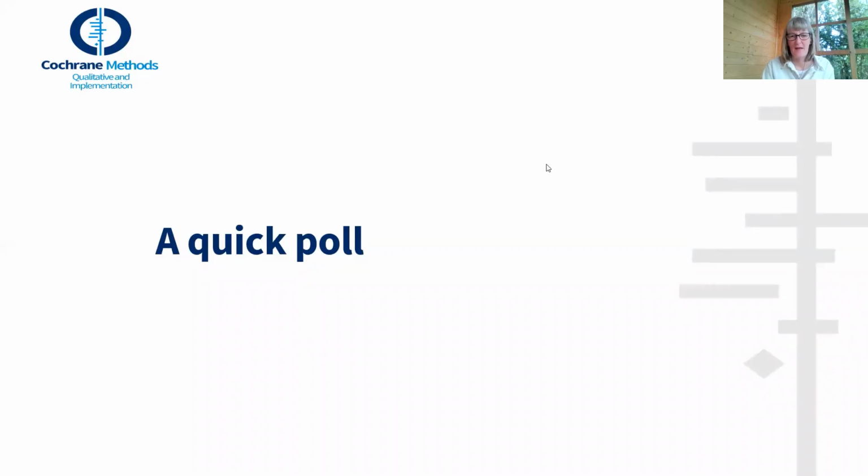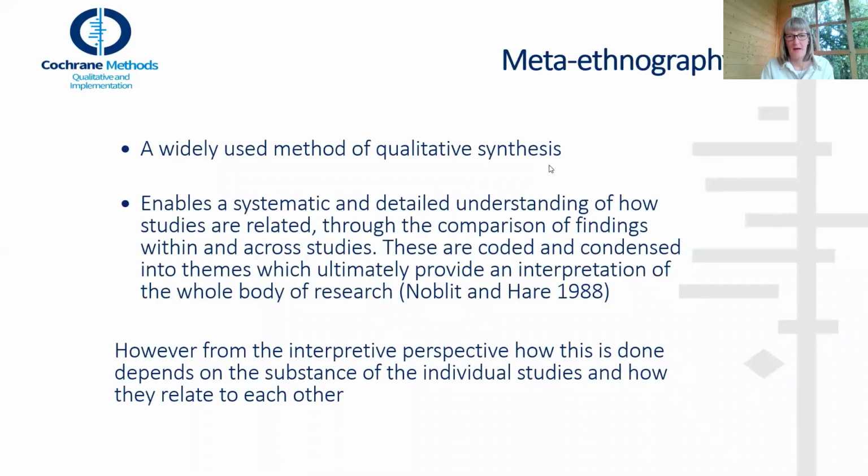So it is a really widely used method of qualitative evidence synthesis. What it does is enable a very systematic and very detailed understanding of how studies are related. It does that, similar to what you've heard before if you've been in the other sessions, particularly around thematic synthesis, through the comparison of findings both within a study and then across the studies.